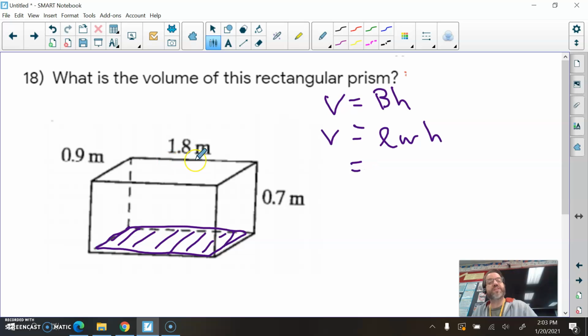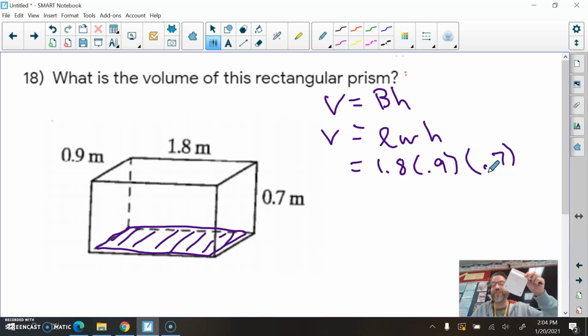So length times width, that's 1.8 times 0.9. And then times the height, which is 0.7. All right, so we're just going to multiply those together. And we can use a calculator. You can see my really nice one right here. So I'm going to take 1.8 times 0.9 times 0.7 equals 1.134.